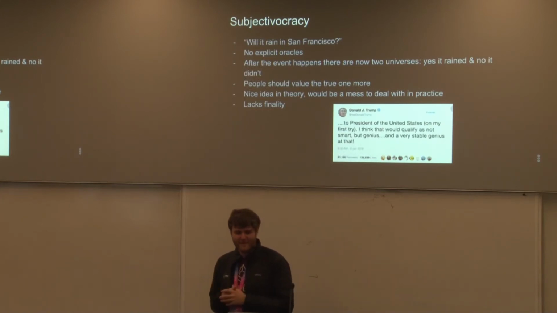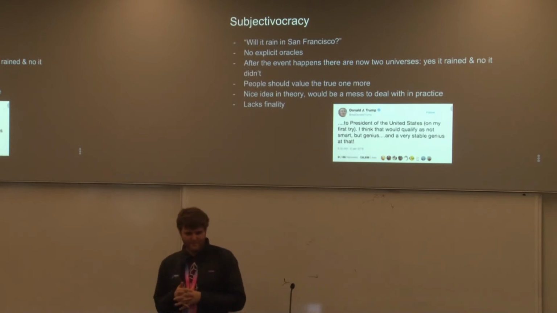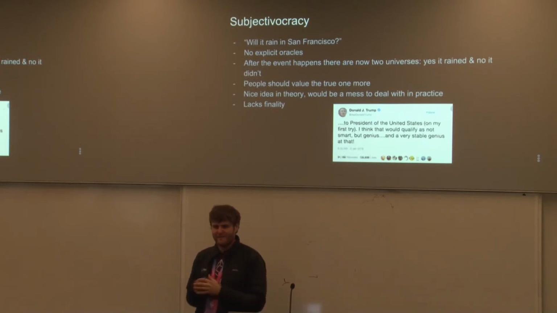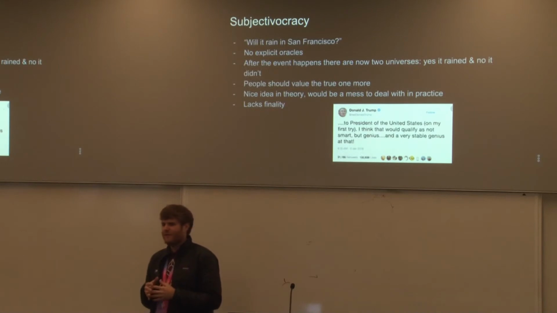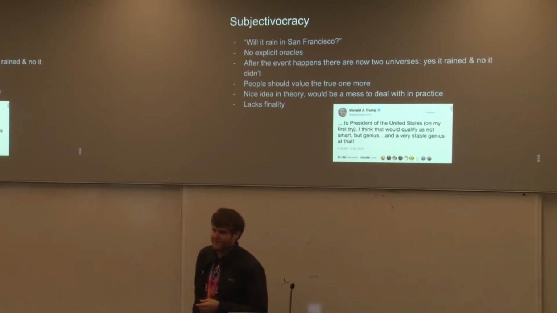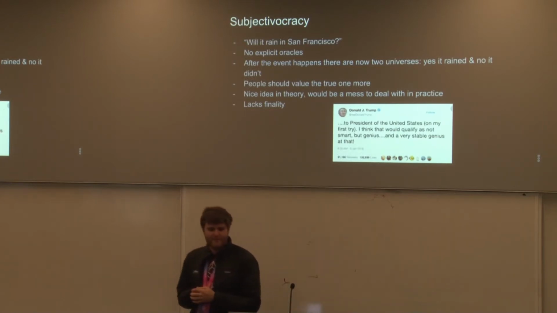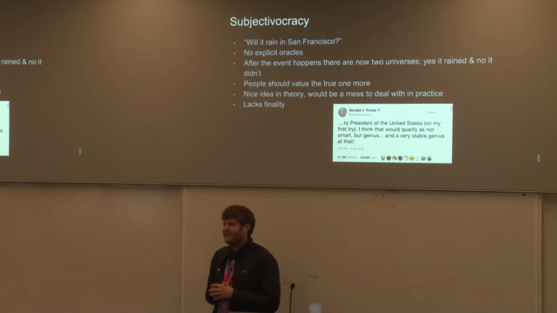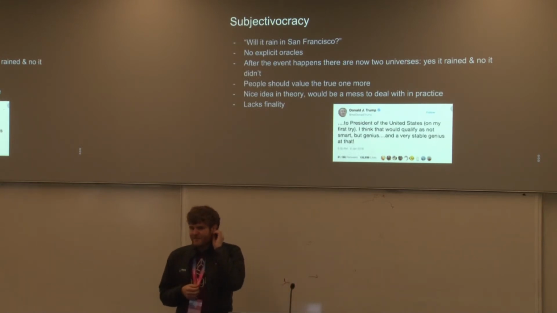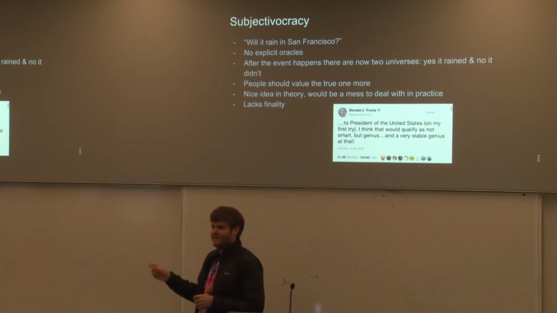The next idea somebody published was called Subjectivocracy. So you ask the question, will it rain in San Francisco? And there's no explicit oracle. After it happens, there's basically just two universes. One says, yes, it rained, and one says, no, it didn't. And the idea is that you now have two tokens, two universes, for every single event. It's a nice idea in theory, but it would be a mess to deal with in practice, and it lacks finality. So every time you wanted to use this system, you would need to trace the tree and figure out where you're going to end up at the bottom of it.